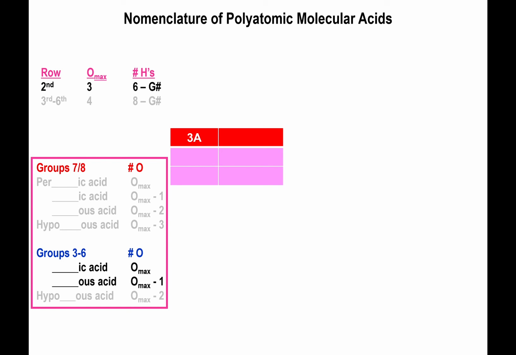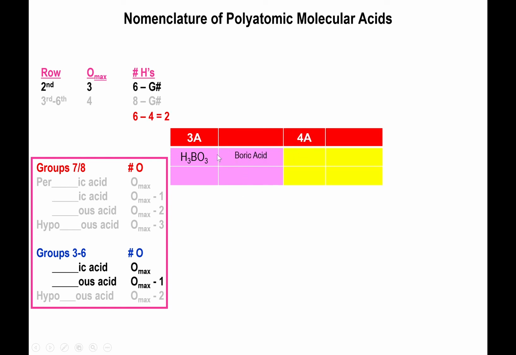Alright, so now let's take a look at the second row elements, because that's where the story gets a little funky. For the second row elements, we can only have a max number of 3 oxygens, and for number of H's, we subtract the group number from 6. If we are in group 3, 6 minus 3 tells us that we have 3 hydrogens. And the one element in group 3 which lies in the second row is boron. So we're dealing with 3 hydrogens, 1 boron, maximum number of oxygens being 3. We are dealing with group 3, so this starts with ic acid for the maximum number of oxygens. So this is called boric acid.